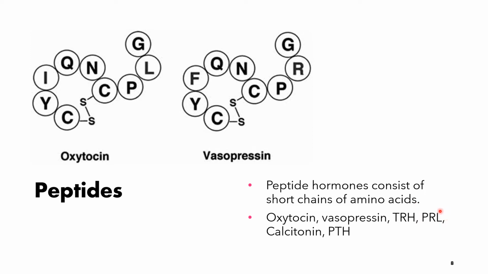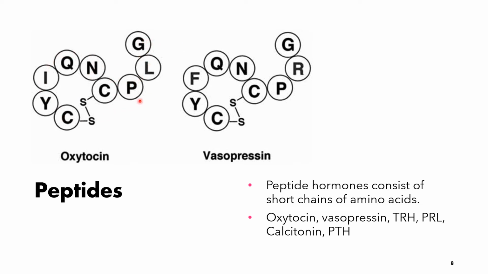We also have the hormone from the anterior pituitary, prolactin, the hormone from the thyroid gland, calcitonin, and from the parathyroid, the parathormone or parathyroid hormone, PTH. The figure shows the amino acid sequences of the neuropeptides oxytocin and vasopressin. Both of these are synthesized in the hypothalamus and released in the posterior pituitary. They are classified as peptide hormones because their chemical structure consists of a short chain of amino acids.